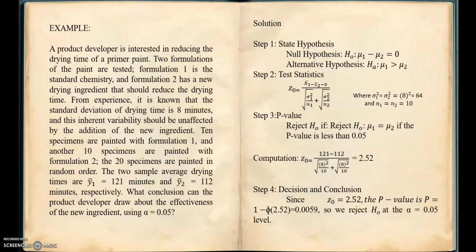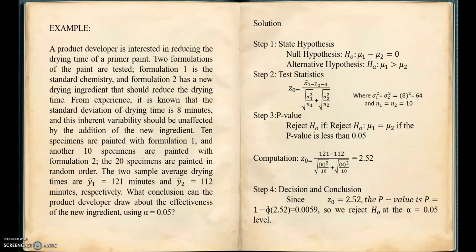10 specimens are painted with Formulation 1, and another 10 specimens are painted with Formulation 2. The 20 specimens are painted in random order. The two sample average drying times are y bar sub 1 equals 121 minutes and y bar sub 2 equals 112 minutes, respectively. What conclusion can the product developer draw about the effectiveness of the new ingredient using alpha equals 0.05?